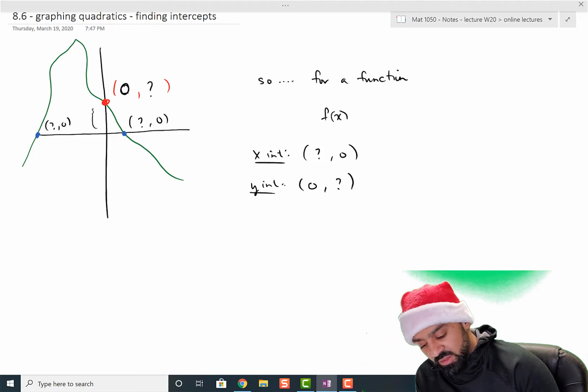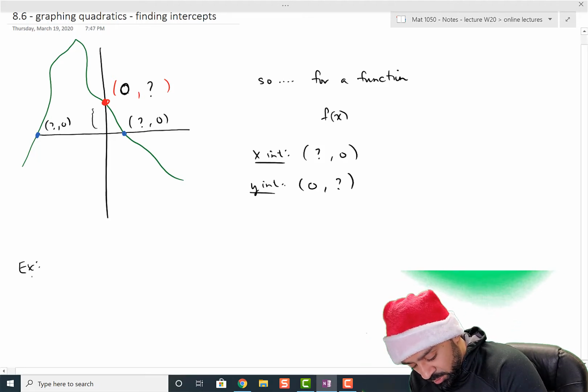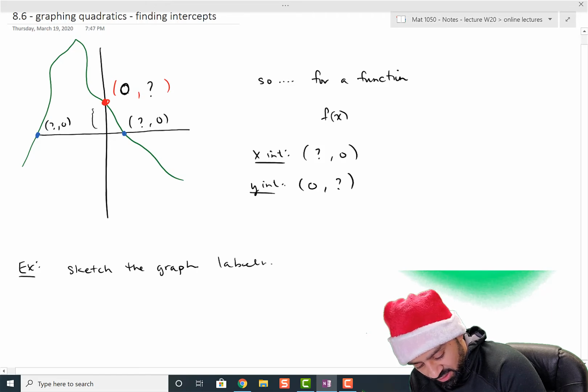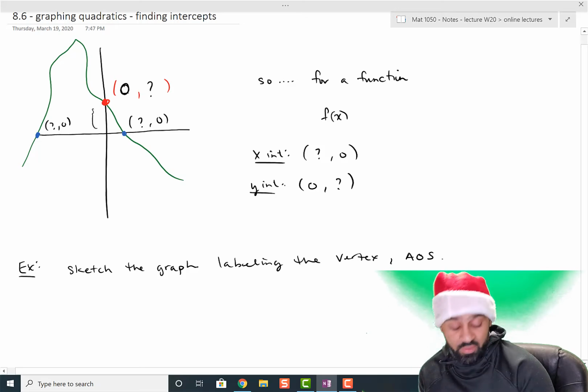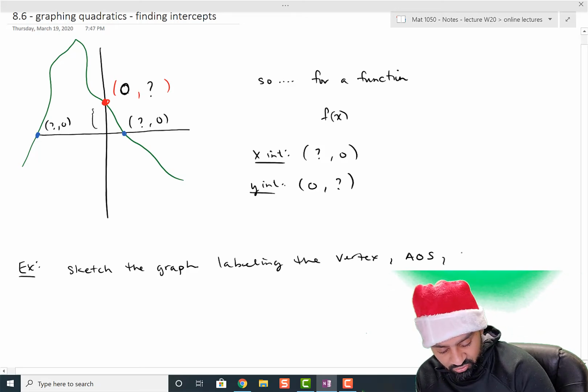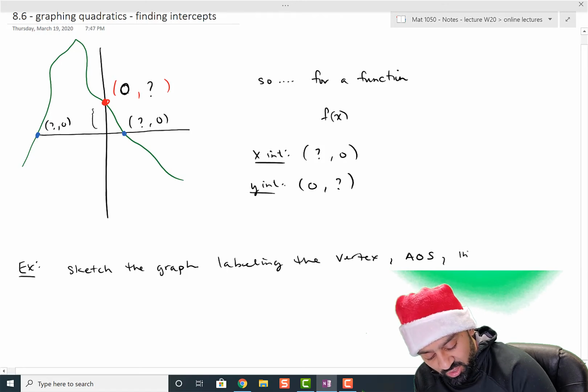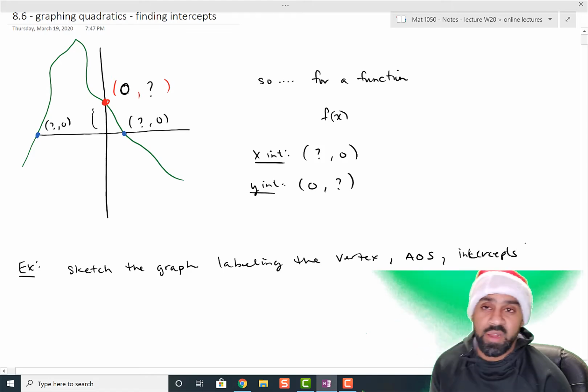Okay, so let's do an example real quick. Example, we've been building up from nothing, so here we go. We're going to sketch the graph. And what I want to do is sketch the graph, but I want to do it labeling all the information. Labeling the vertex, axis of symmetry, which I'm going to abbreviate as AOS because I don't feel like going through all that, axis of symmetry, and intercepts. And yes, when they say intercepts, they mean X and Y, but you have to go through and find all those. So I'm just going to find them all at once, all right?